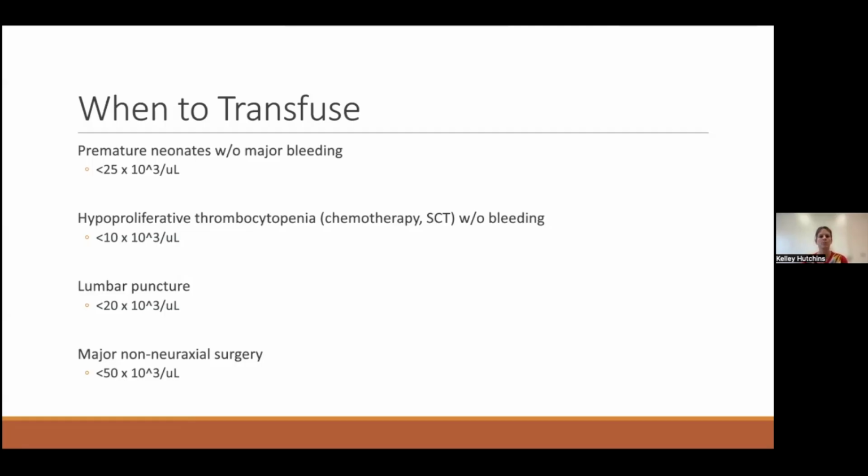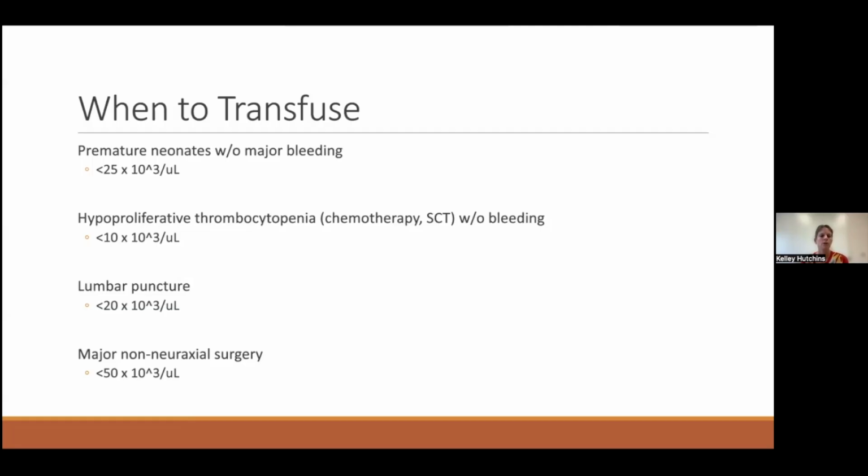For our patients with hypoproliferative thrombocytopenia, so this is like our population when we're giving chemotherapy or they go through transplant, if they're not bleeding, we typically keep them above 10. And it's debatable whether you wait till they're 7 and then you transfuse, or they're down at 12 and then you transfuse to keep them above 10. But generally, our goal is over 10,000 in these patients.